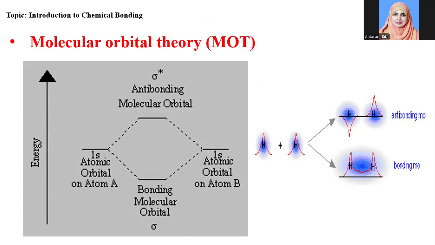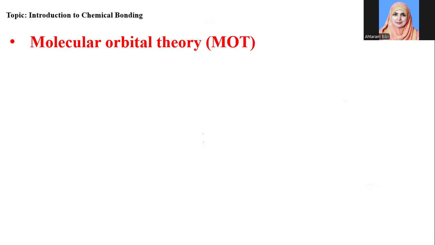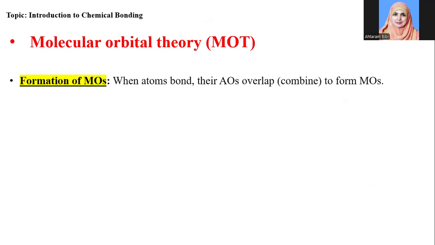So according to molecular orbital theory, when the atomic orbitals overlap constructively, they form the bonding molecular orbital, and destructively they form the anti-bonding molecular orbital. The key characteristic of molecular orbital theory is, first, that there must be molecular orbital formation. When atomic orbitals overlap and combine with each other, they form molecular orbitals.